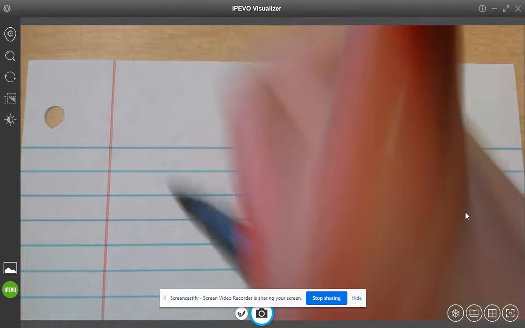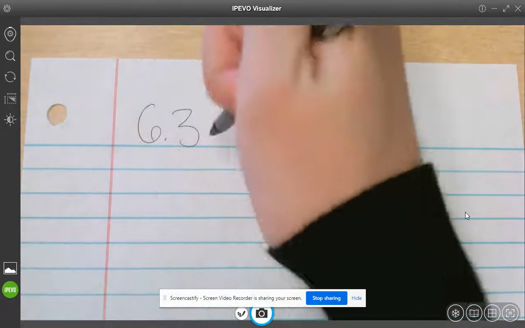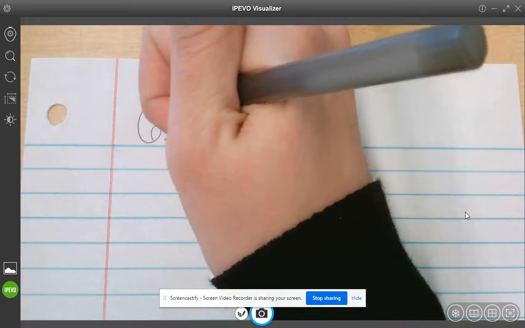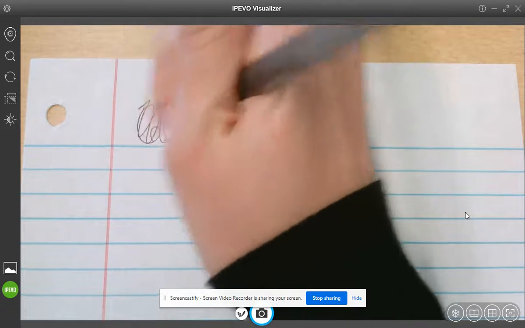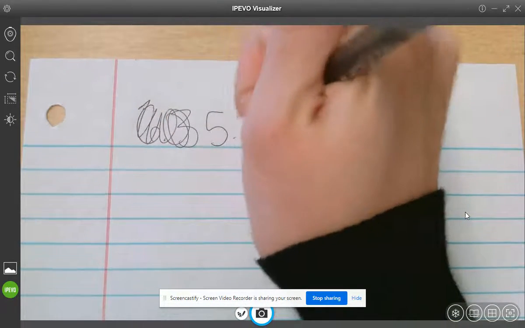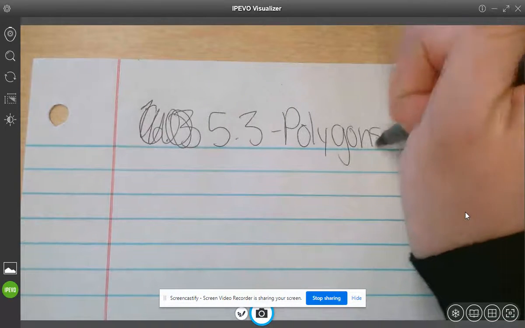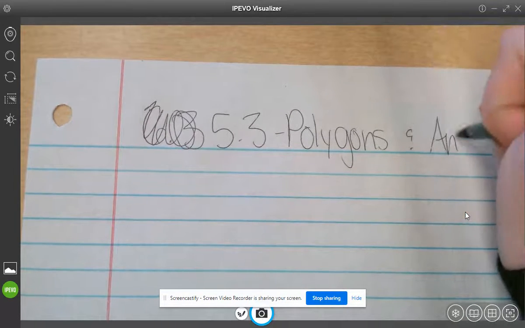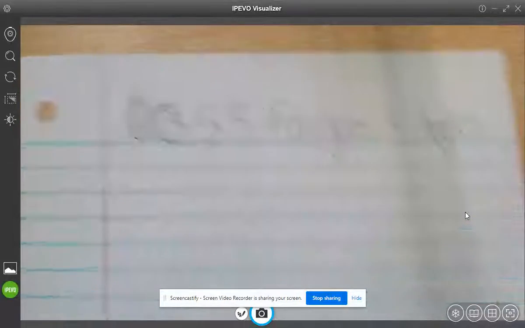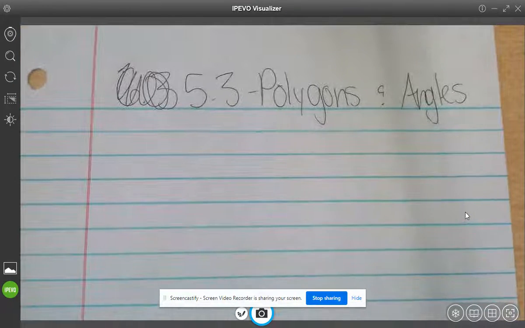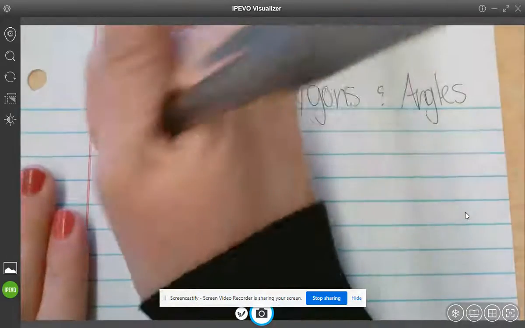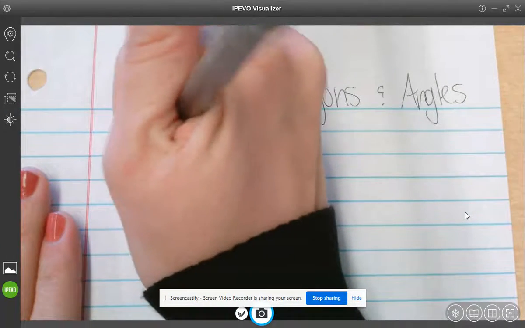Okay, so today is our last lesson in this quick little chapter, except it's not 6.3. It is 5.3. Oh boy. Polygons and angles. Okay, today we're going to talk about the interior angles of all the shapes.